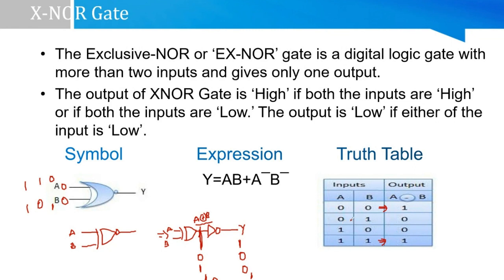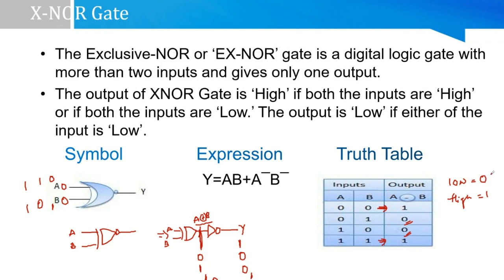So when the inputs change, like A is 0, B is 1, the condition is that both the inputs should be low or both the inputs should be high. When both the inputs are at a low, low is nothing but a 0, high is nothing but a 1. So when both the inputs are at a low, it gives the output as a high. When both the inputs are at a high, the output will be high. If any one of the input is low, the output will be low.